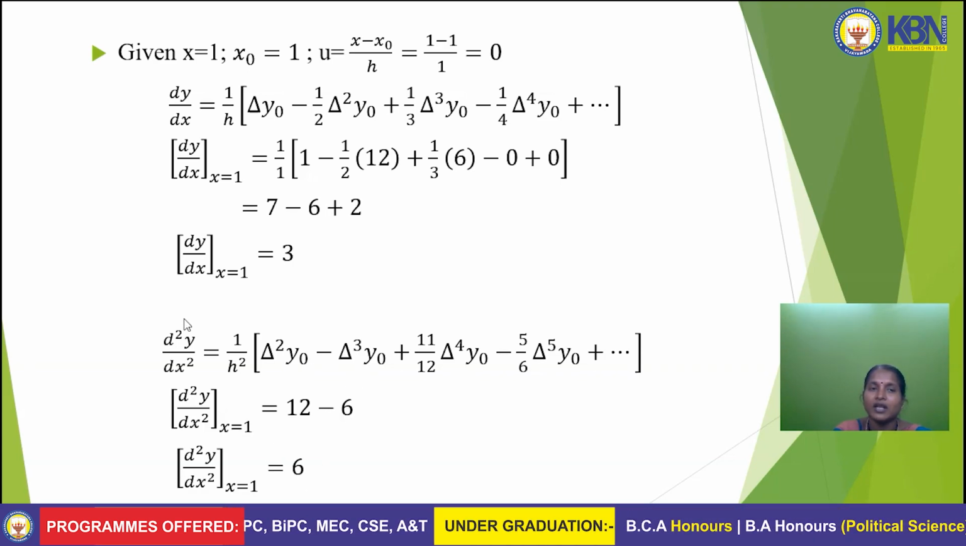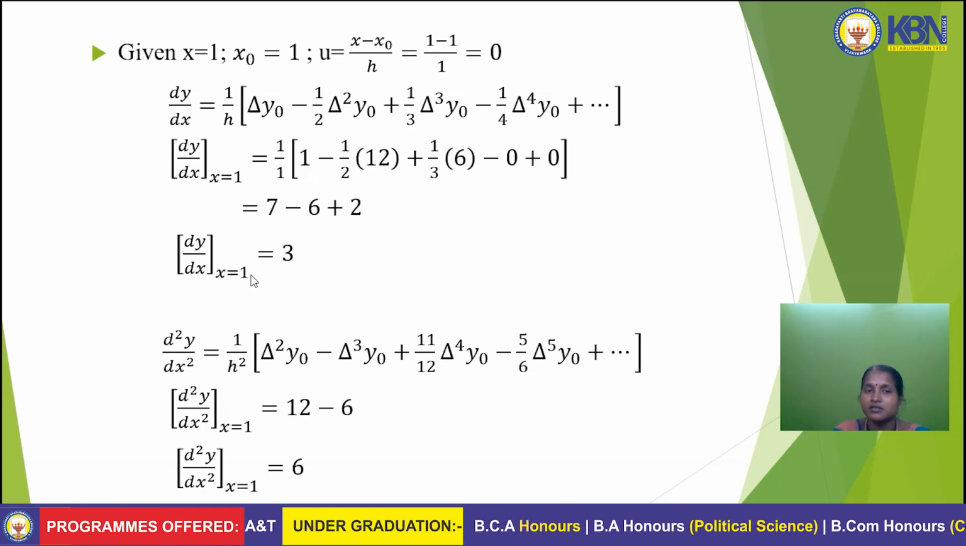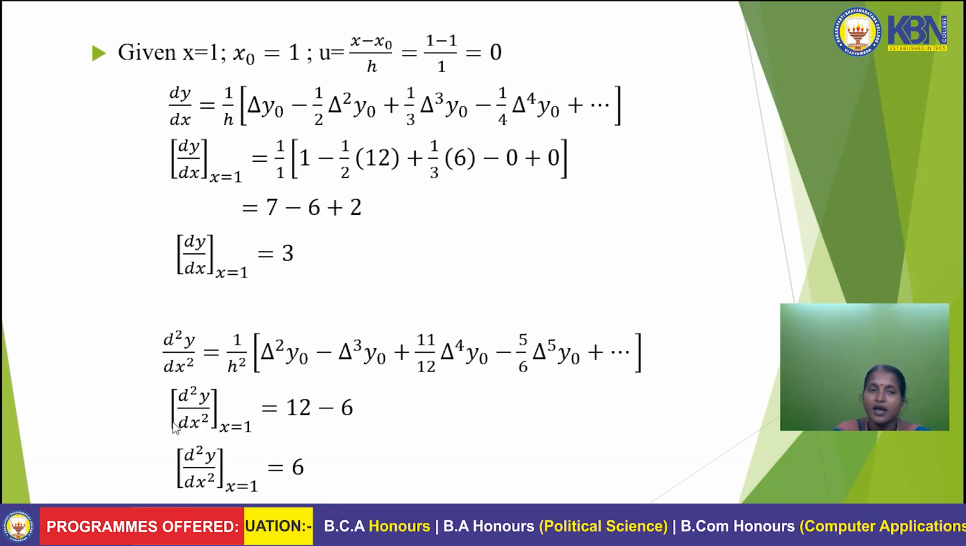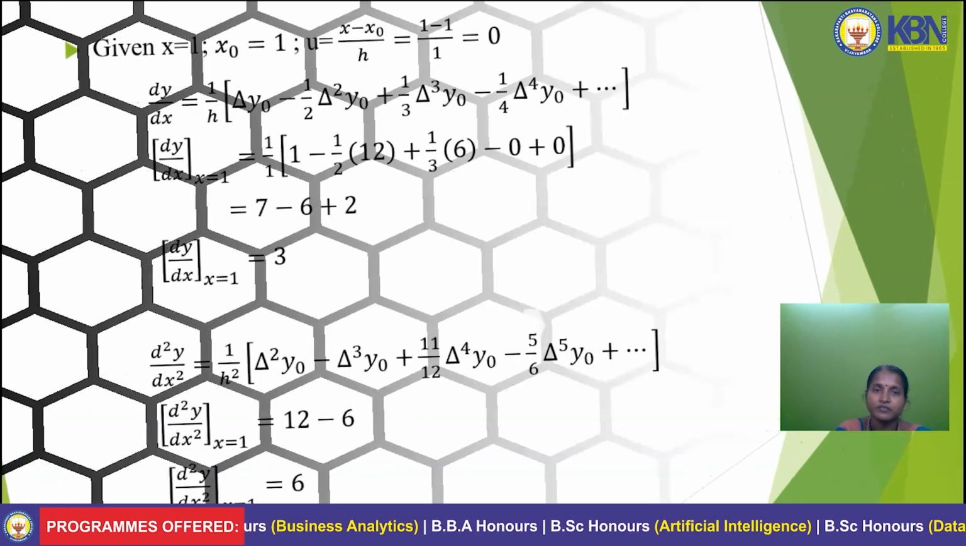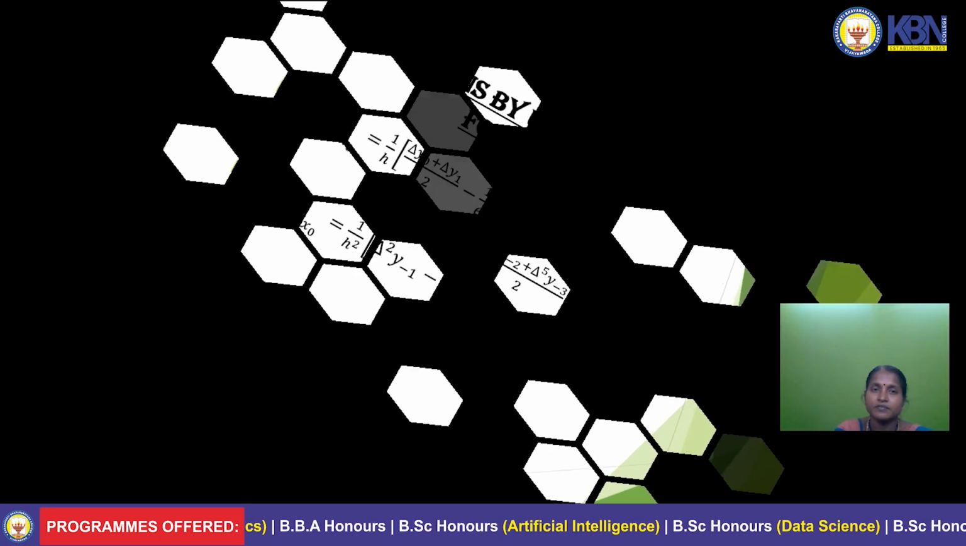So we can evaluate dy by dx at x is equal to 1 is 3 and d square y by dx square at x is equal to 1 is 6. First derivative is 3 and second derivative is 6. By using which method? Newton forward interpolation formula, we can evaluate the first derivative and second derivative. Okay, next.